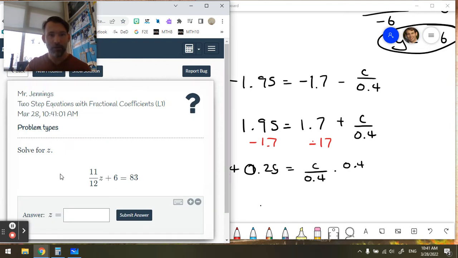Now, with fractional coefficients. I got a lot of distractions today. Okay, it's good to be distracted.